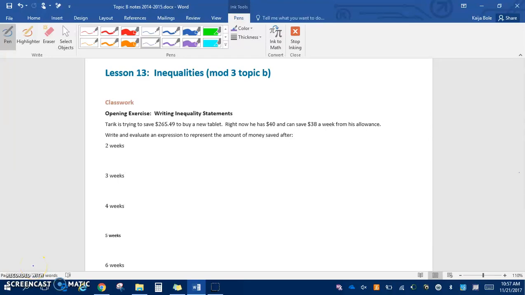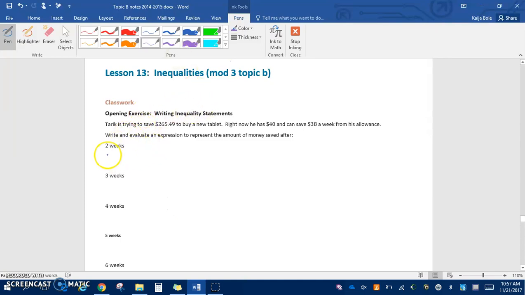Alrighty, here we are on lesson 13, Inequalities. So in this lesson we're going to get more into the writing of inequalities to help us solve problems. For the first exercise, it says that Tarek is trying to save $265.49 to buy a new tablet. Right now he has $40 and can save $38 a week from his allowance. Write and evaluate an expression to represent the amount of money he saved after all of these weeks.